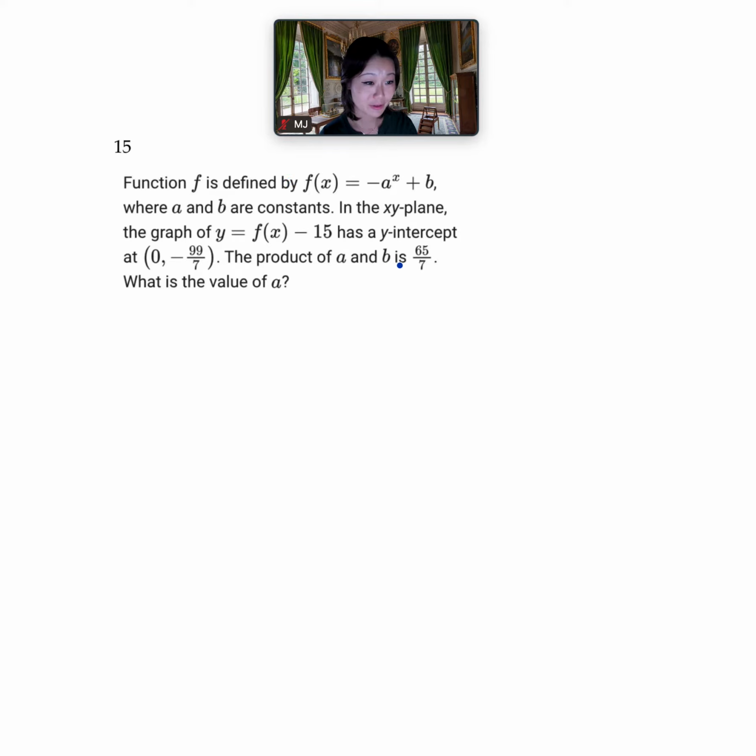Twists and turns with this question. They give us f of x, negative a to the power of x plus b, but then they tell us that there has been a vertical translation on that f of x. So we're going down 15 there. And after we've gone down 15, our y-intercept ends up at negative 99 over 7.